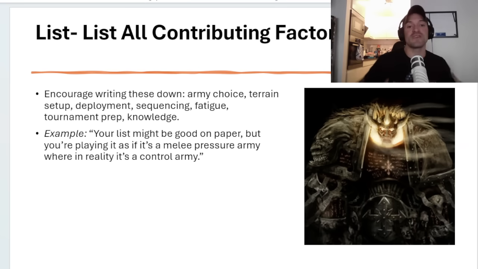And knowledge: do you actually have enough knowledge of your opponent to be able to correctly identify problems and things like this? So here's your example. Your list actually might be good on paper, but you're playing it as if it's a melee pressure army, when in reality it's a control army.